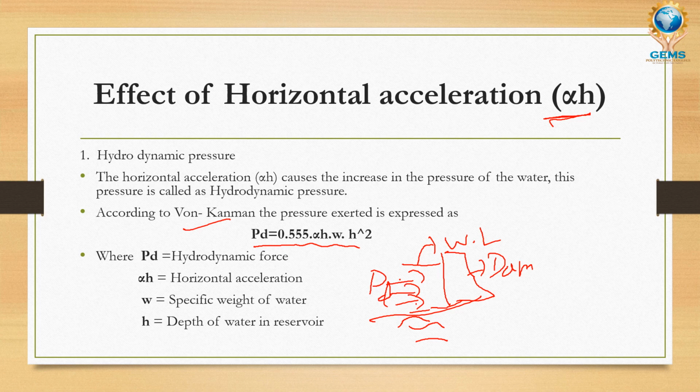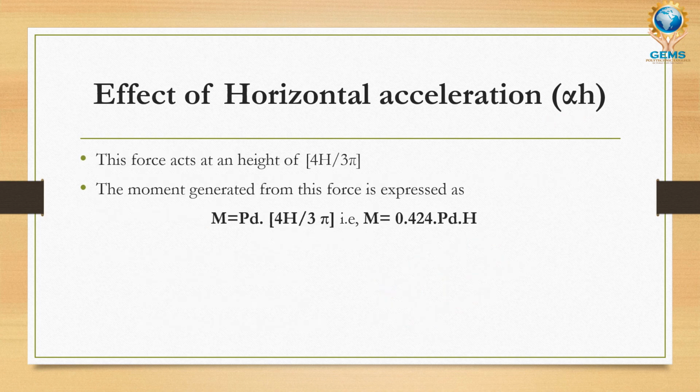In the previous slide I explained what horizontal acceleration is and the pressure generated due to it, which is given by von Karman's principle. This horizontal accelerating force acts at a height of 4h divided by 3 pi, where h is the height. This is the water level, and at this height the horizontal acceleration actually acts, given as 4h divided by 3 pi.